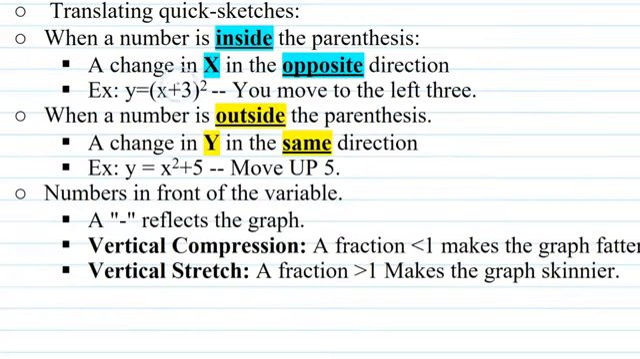If we are inside talking with the x, then we're going to do the opposite. This one is going to move us 3 to the left. If we are outside talking to the y, then we'll do the same, moving up or down. This one's going to move us up 5. A negative reflects the graph. A fraction less than 1 gives us vertical compression, and a fraction greater than 1 gives us vertical stretch.